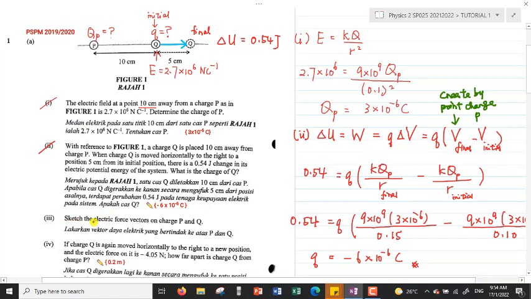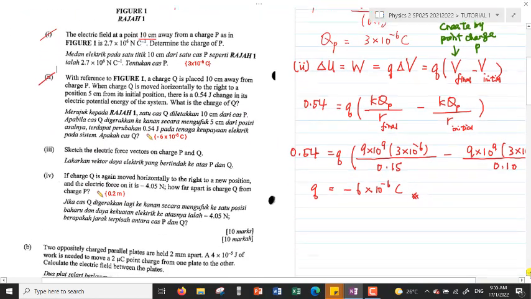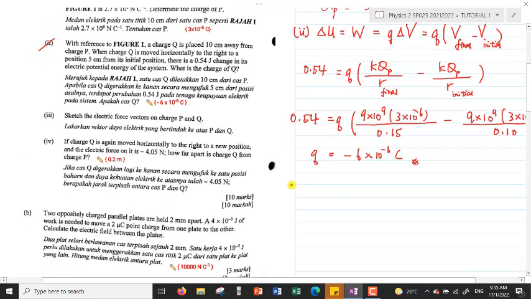Question 3, we want to sketch the electric force vector on charge P and Q. So class, charge P and charge Q, we already determined the value. So we want to sketch the electric force vector on charge P and Q. So I redraw the diagram.